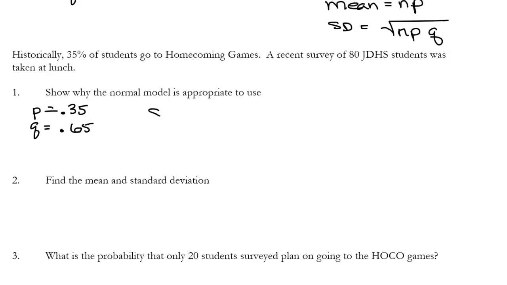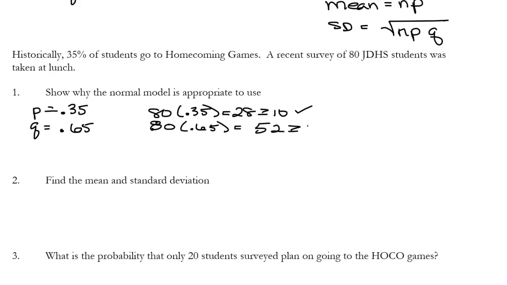So it'll be 80 times 0.35, and that is 28. And that's greater than or equal to 10, so that's good. And then 80 times 0.65, that's 52, which is also greater than or equal to 10, so that's good. Because both of those conditions are met, now we can do the normal model.